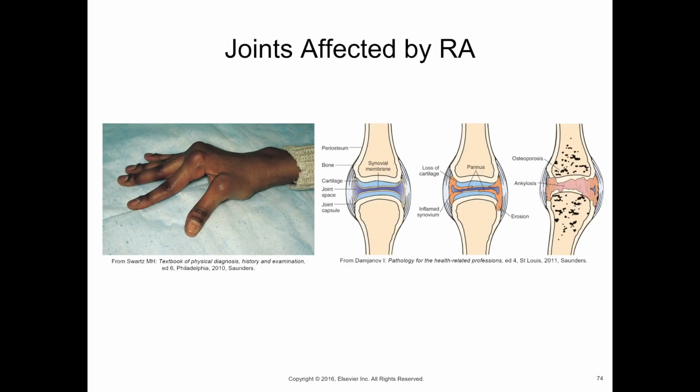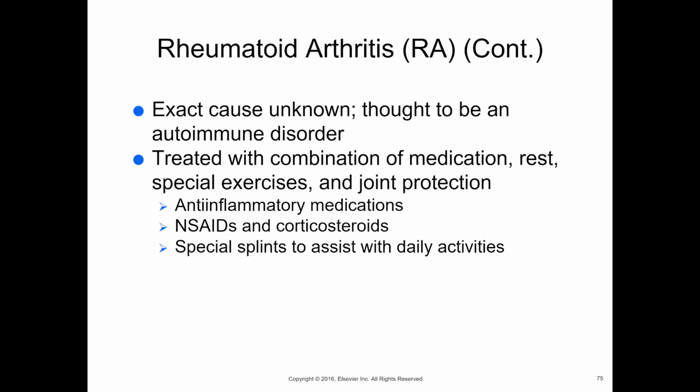So what you see here, the stereotypical joint affected is the metacarpophalangeal joint. Right here, they get swollen. But eventually, as you can see in our diagram here, the pannus forms, and in the most severe cases, the body actually forms new bone, and you have what's called ankylosis. So the joint no longer exists, it's now ankylosed. The exact cause is unknown, but again, autoimmune disorder.